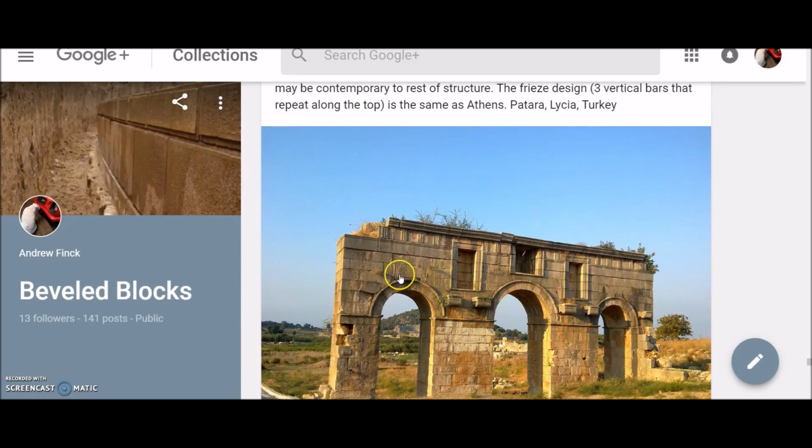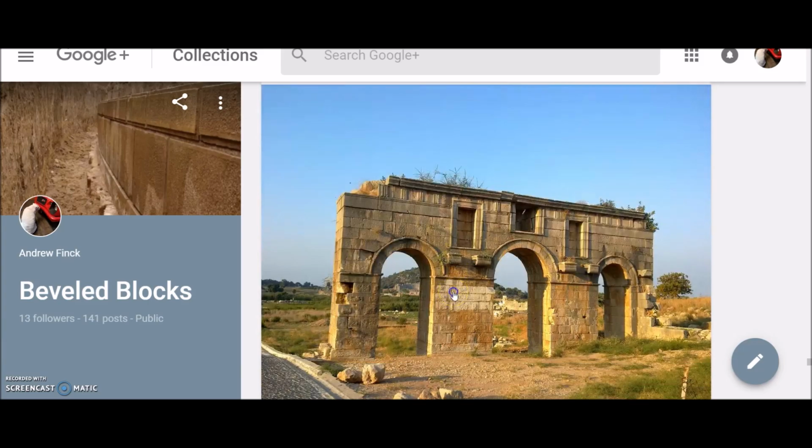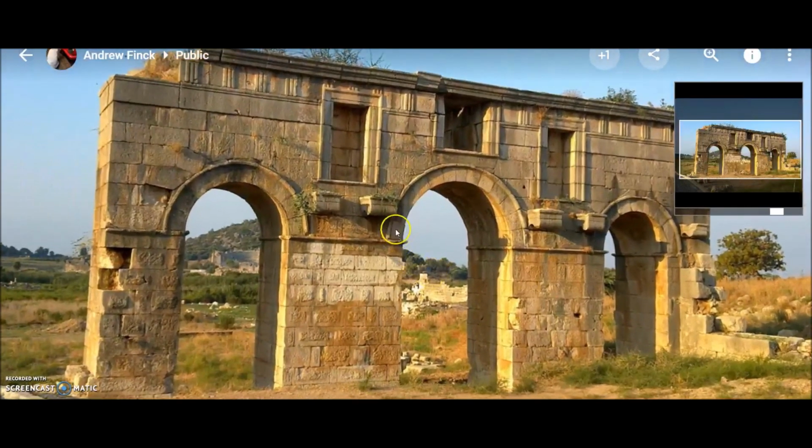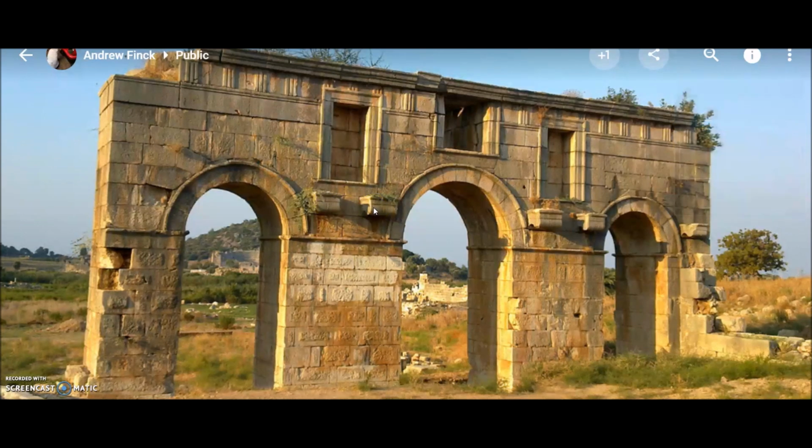And this is another one. This is a gate. I believe this is all a contemporary structure as well. This is Turkey again. The lower portion is bevel block. The upper portions are finely dressed, dry laid. Interesting polygonal elements here. See that? And these, I believe, if they fell out, would expose square holes.